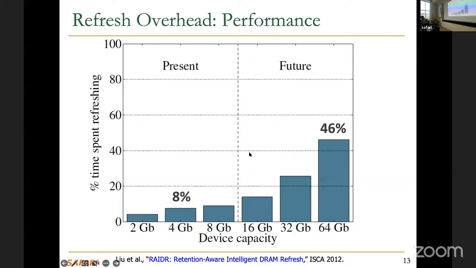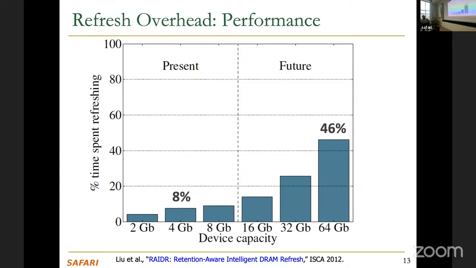So basically, this shows that as you increase the capacity of the DRAM device, the percentage of time you spend refreshing increases, based on some modeling and expectation, of course. So why does this happen? Because there are two reasons. First, in a higher-capacity device, you have more rows to refresh. And second, as you go to higher capacity, cells become leakier because cells become smaller, so there's a lot of noise in the cells.